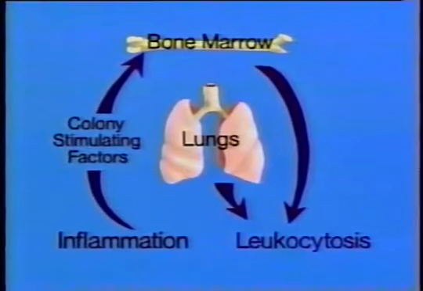The agent involved is called colony-stimulating factor. It is produced in inflammatory exudates and can be isolated from blood or urine of patients suffering from severe infections. It is a glycoprotein derived from macrophages and T lymphocytes.